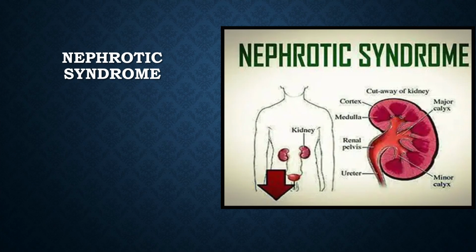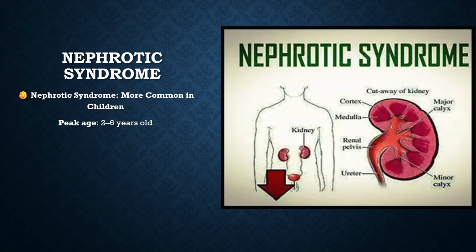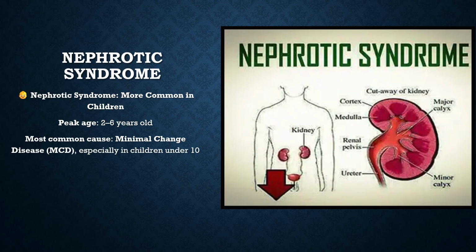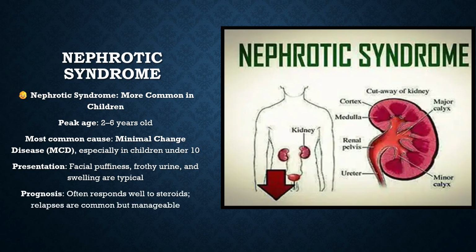Nephrotic syndrome. Nephrotic syndrome is more common in children, and the affected age group is 2 to 6 years old. The most common cause is minimal change disease (MCD), especially in children under 10 years, and the presentation is basically facial puffiness, frothy urine, and swelling are typical. Prognosis: it often responds well to steroids, and relapses are common but manageable.